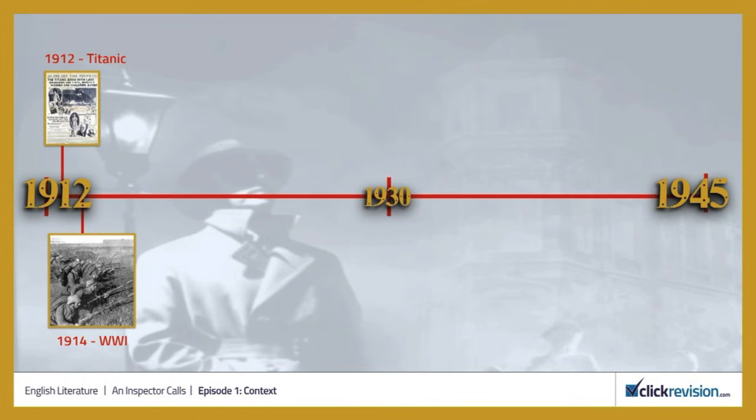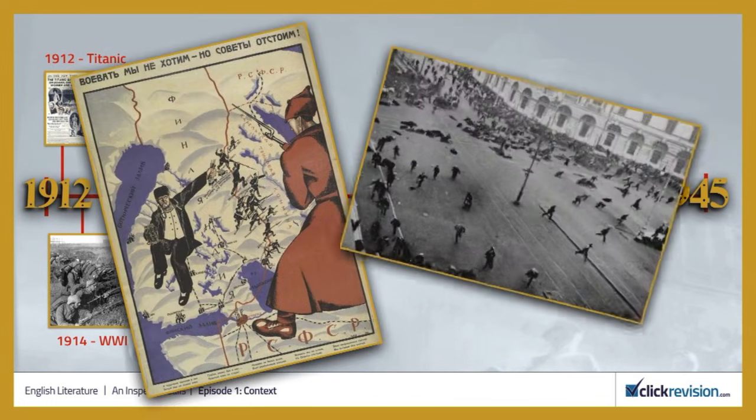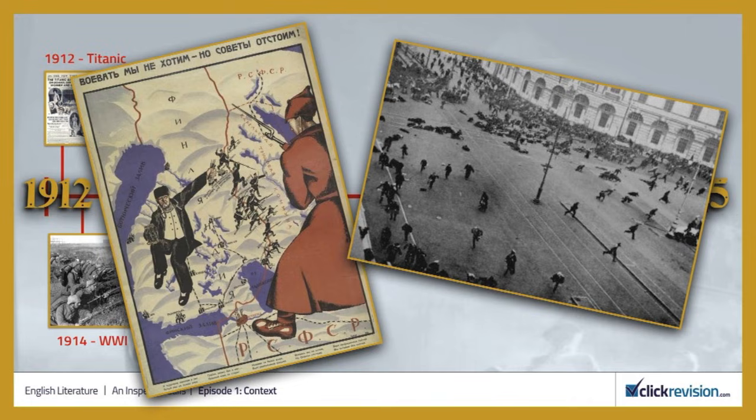Then in 1917 came the Russian Revolution, which saw the collapse of the Russian Empire and a new communist government in the Soviet Union. This is particularly important because it links strongly to J.B. Priestley's own political beliefs as a socialist, which in turn are very strongly intertwined into the narrative of An Inspector Calls.